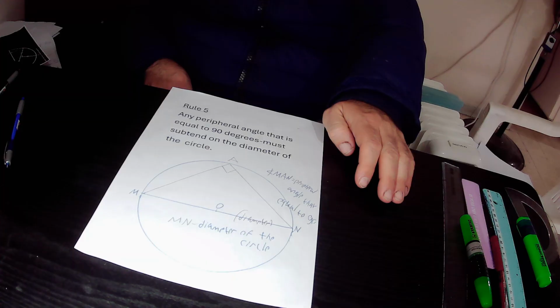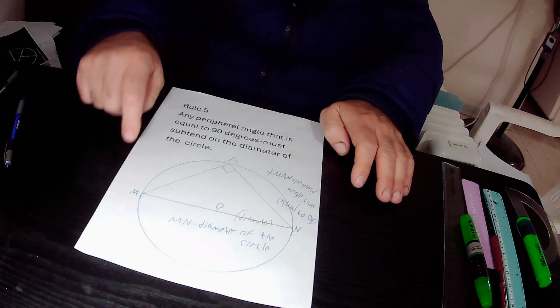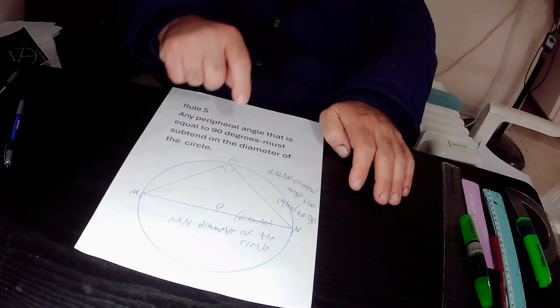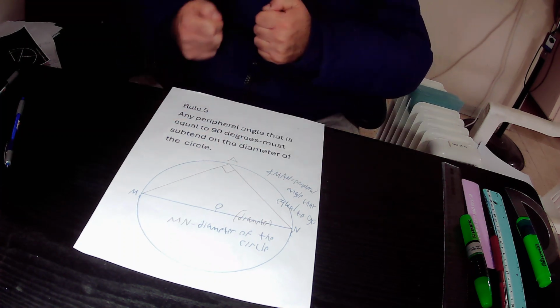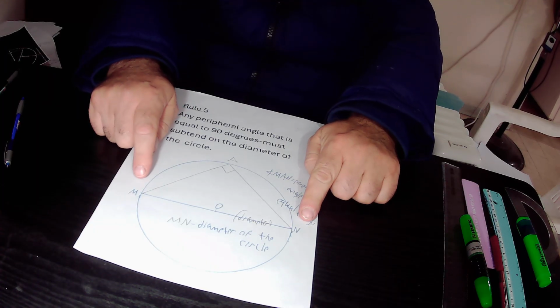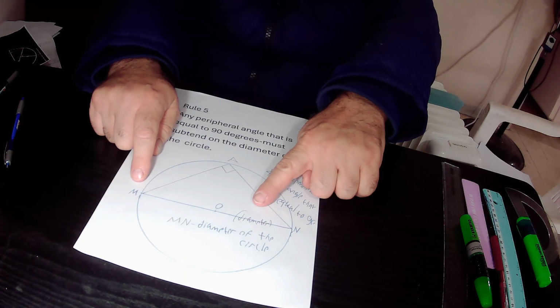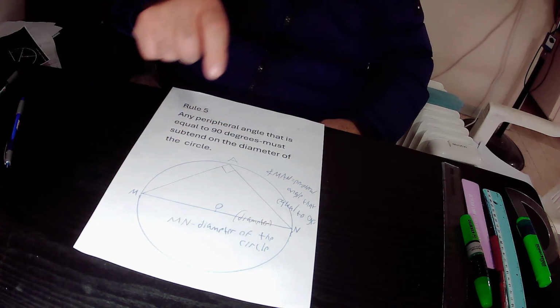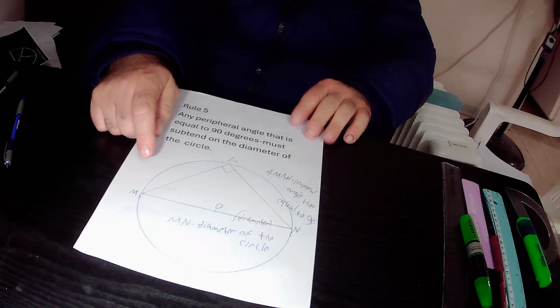And again, according to rule 5, any inscribed angle equal to 90 degrees must subtend the diameter of the circle. In the drawing, we have a circle. This is inscribed angle MAN, and we know that inscribed angle MAN is equal to 90 degrees, and therefore according to rule 5, inscribed angle MAN must subtend the diameter of the circle. Inscribed angle MAN subtends chord MN, and indeed chord MN is the diameter of the circle. So according to rule 5, any inscribed angle that is equal to 90 degrees must subtend the diameter of the circle.